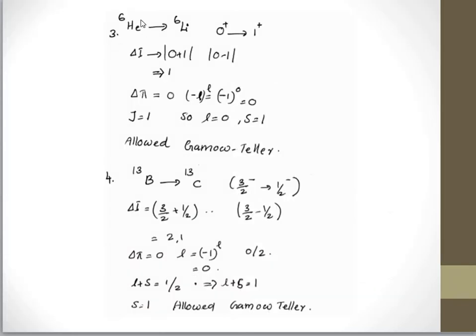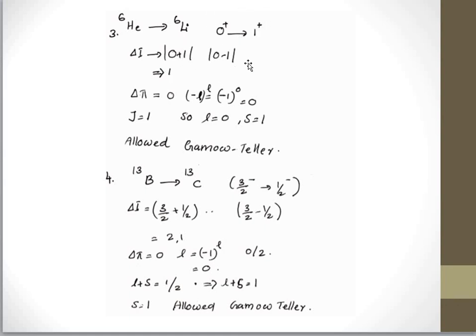Okay, let us consider another example, helium 6 going to lithium 6. Helium has atomic number 2 and lithium atomic number 3. Its transition is 0 plus to 1 plus. So there is a change in the angular momentum of the nucleus, and this change in angular momentum is taken away by the neutrino electron pair. So the change is 1, and there is no change in parity.